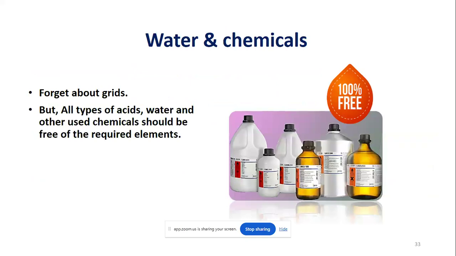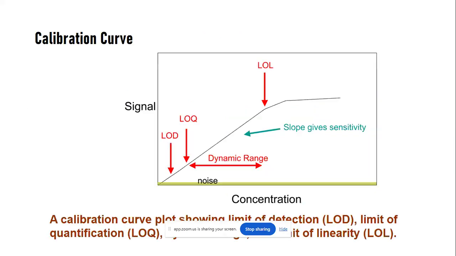We discussed that the water and chemicals we use during the sample preparation should not have any metal or their own contamination. So that's why we need to use deionized water and the ultra pure nitric acid. When we prepare the calibration curve, this is very important.